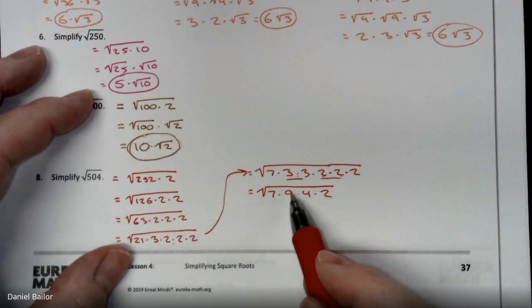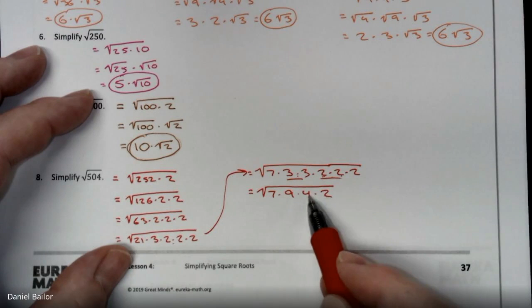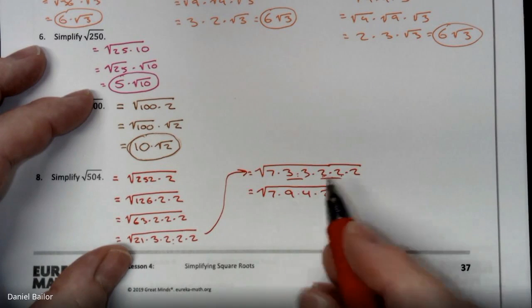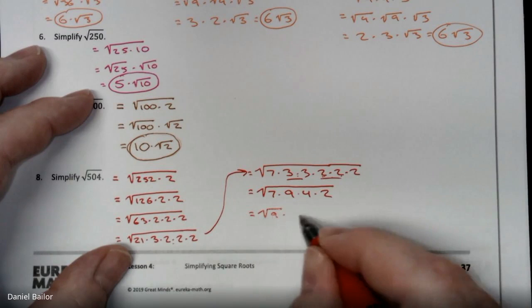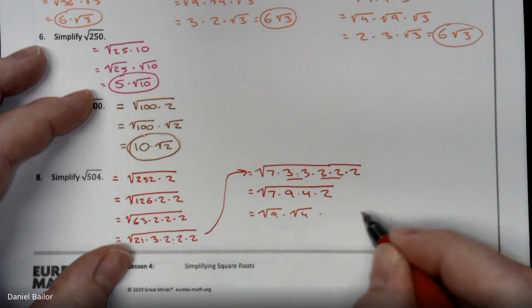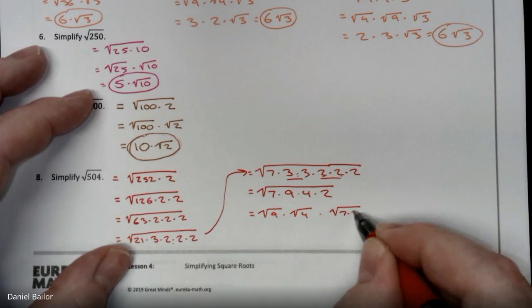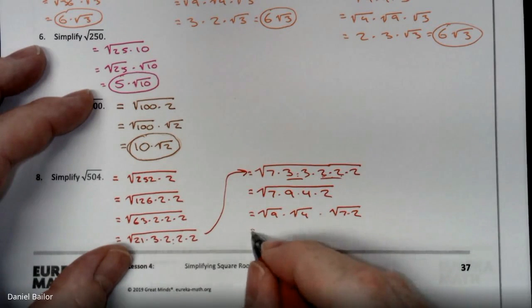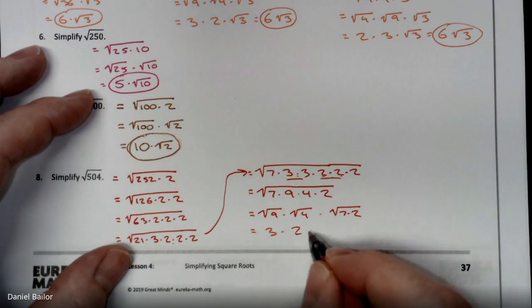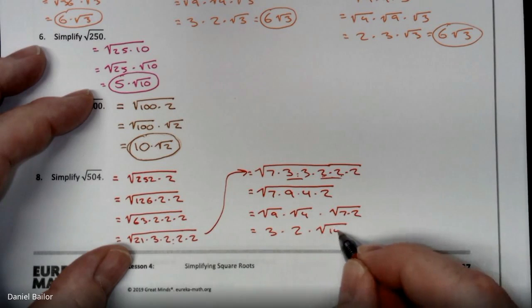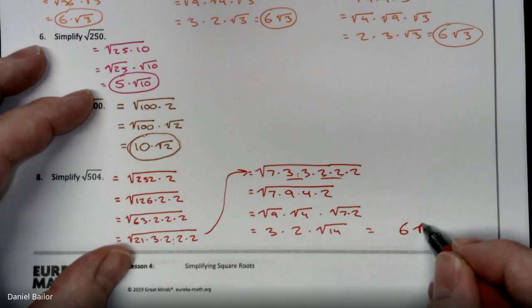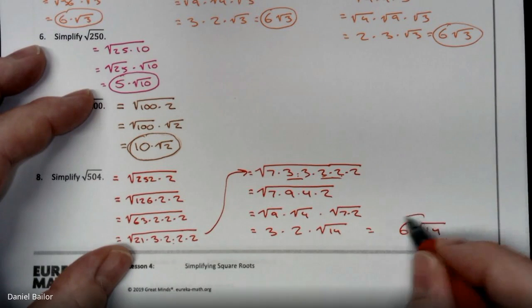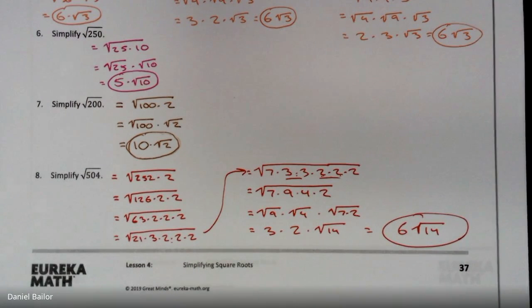So the 3's go together, make 9. 2's go to make a 4. I keep a 7. I keep a 2. So I'm going to pull out the 9, pull out the 4, and I'm going to keep the extra 7 and the extra 2 together. That gives me 3 times 2 times the square root of 14, which is 6 times the square root of 14. That's your answer. That was a lot of work to find that answer.